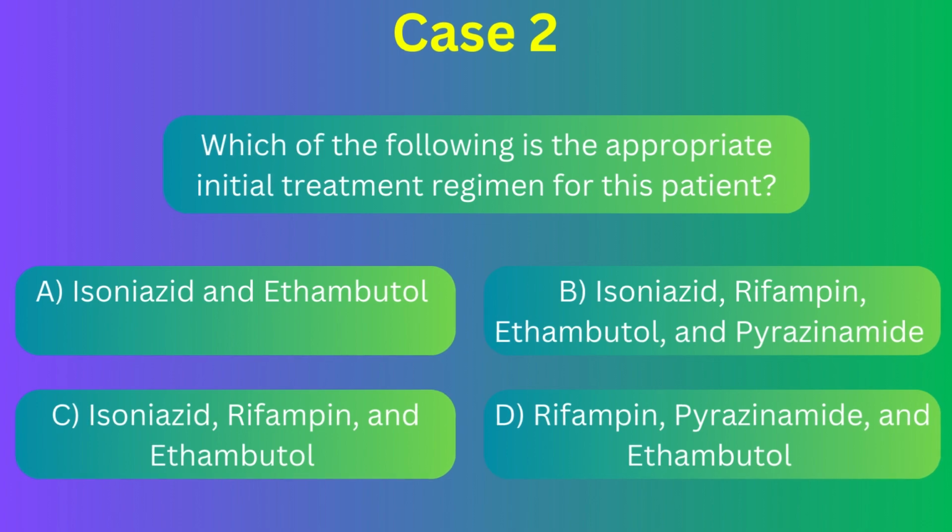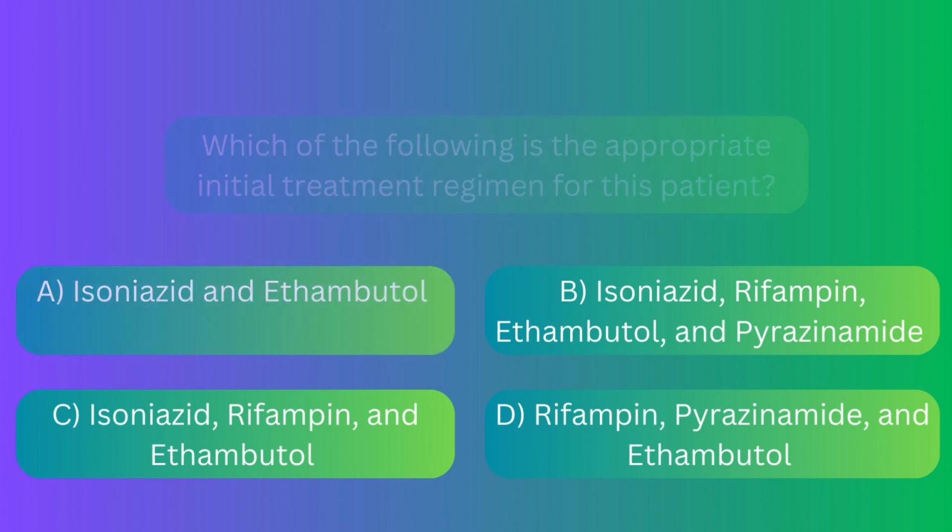A. Isoniazid and ethambutol. B. Isoniazid, rifampin, ethambutol, and pyrazinamide. C. Isoniazid, rifampin, and ethambutol. D. Rifampin, pyrazinamide, and ethambutol.